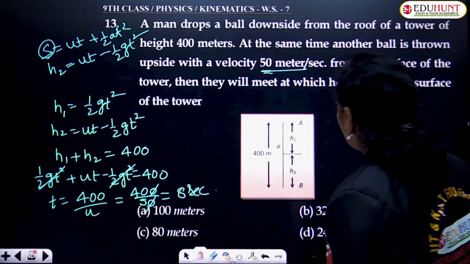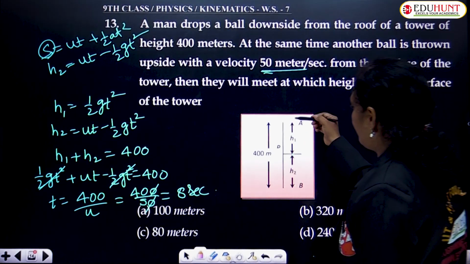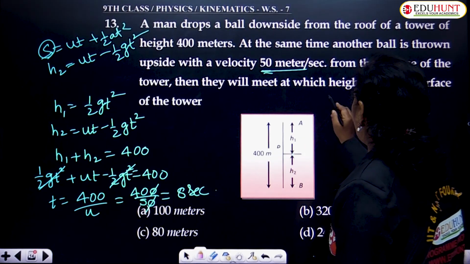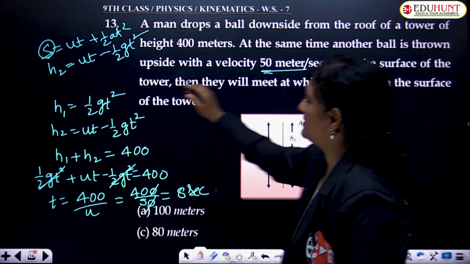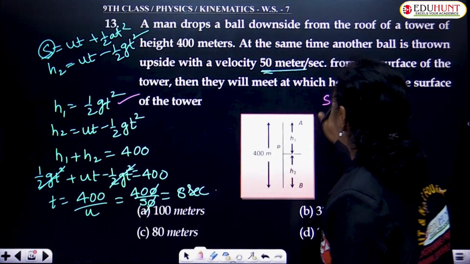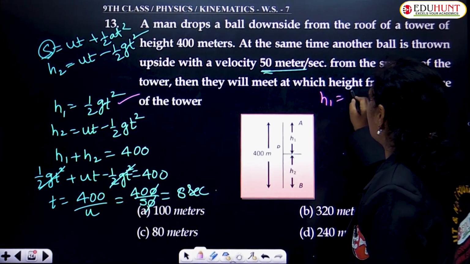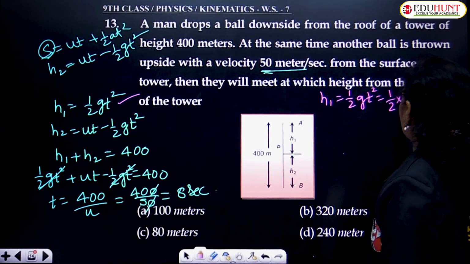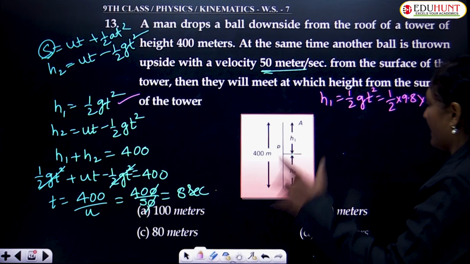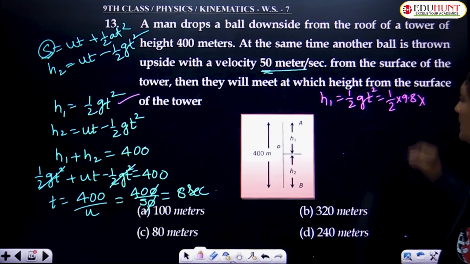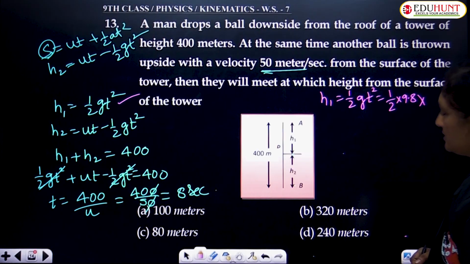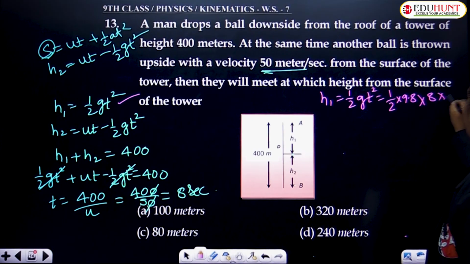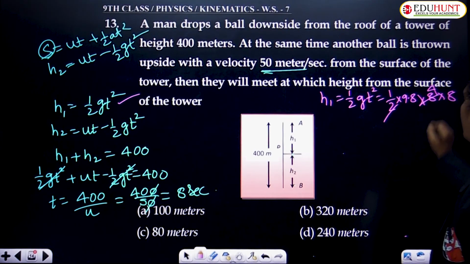Because this is a freely falling body, we can find the value of h1 from the first equation. Since we know that h1 is equal to half g t square, g you can replace with 9.8 because they haven't given 10. So 9.8 into t square. t square means how much? Everything in approximation. 8 into 8, that is 64. 4, 8 4 is 32.